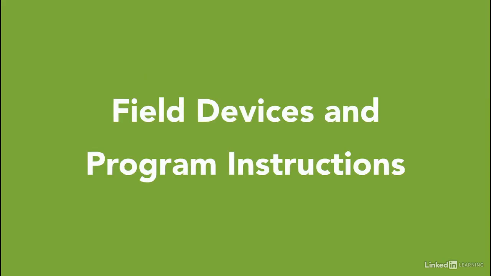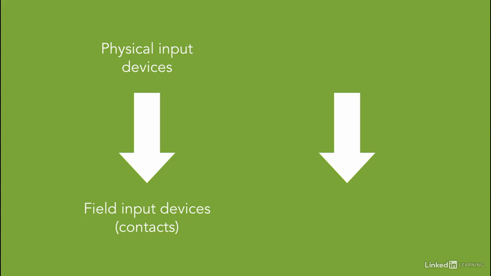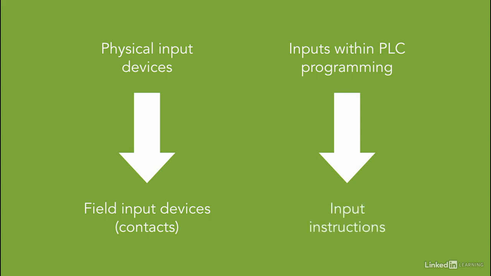Let's take a look at how the field devices and the program instructions work together and how to differentiate between them. To differentiate input devices and input instructions, we refer to the physical devices as field input devices or contacts, and the input within the PLC program as input instructions.